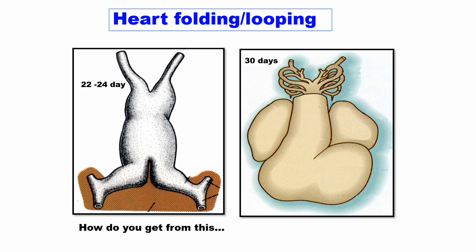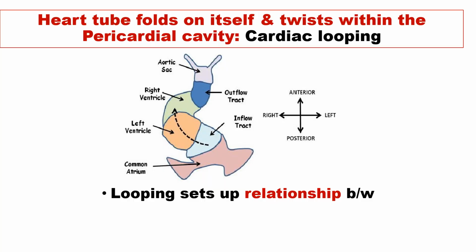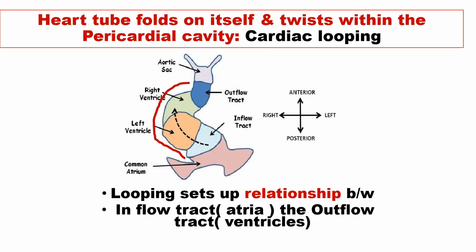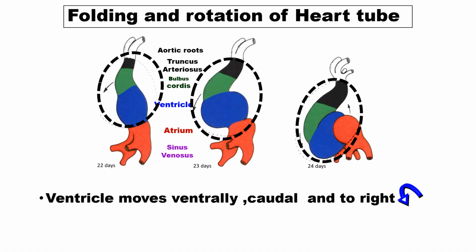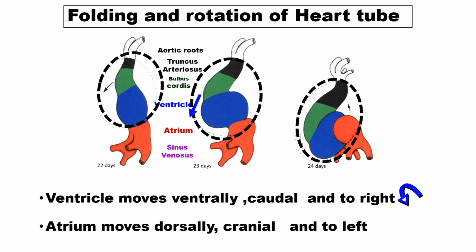How do you get from this to this? The heart tube folds on itself and twists within the pericardial cavity, which is known as cardiac looping. Looping sets up the relationship between the inflow tracts, that is atria, and the outflow tracts, that is ventricles. With folding and rotation of the heart tube, ventricles move ventrally, caudally, and to the right. Atria move dorsally, cranially, and to the left.